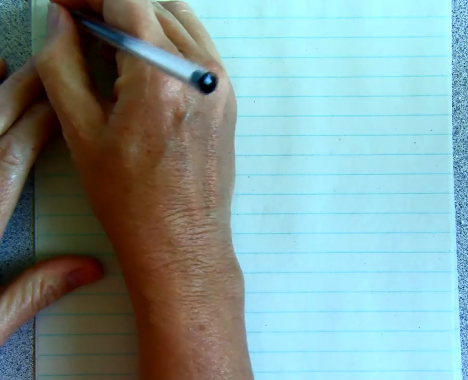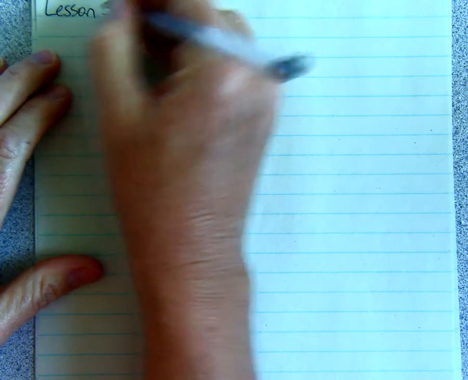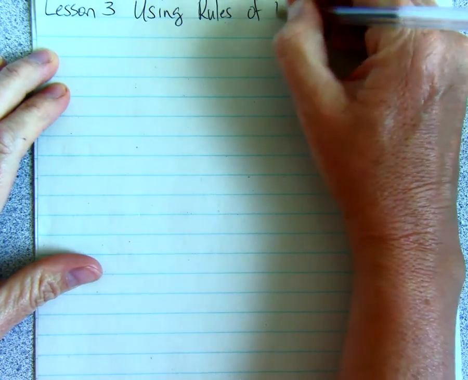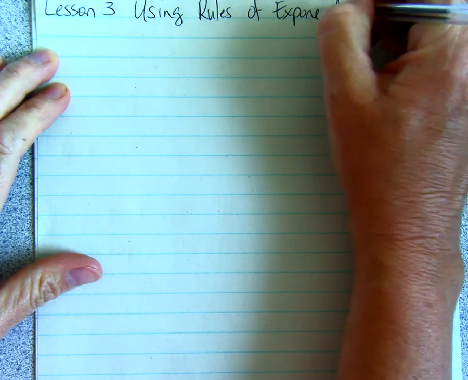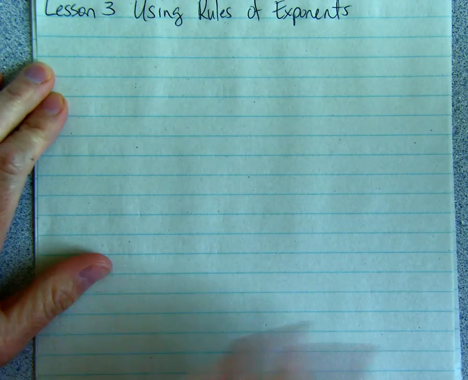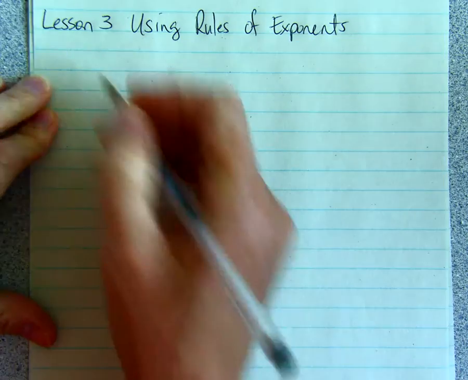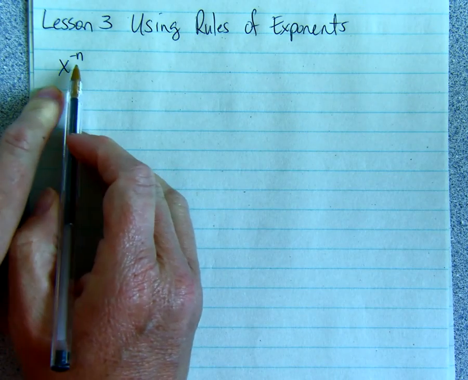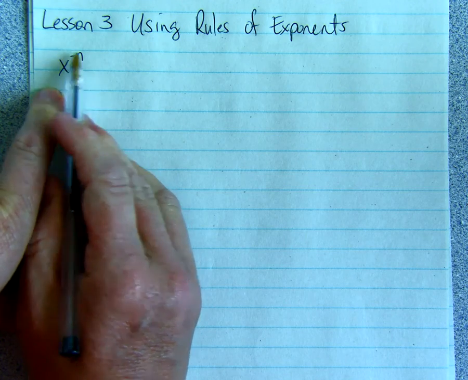Lesson 3, using rules of exponents. First, we're going to go over the definition of x to the negative n. So when you have a negative exponent, that negative just means reciprocal.